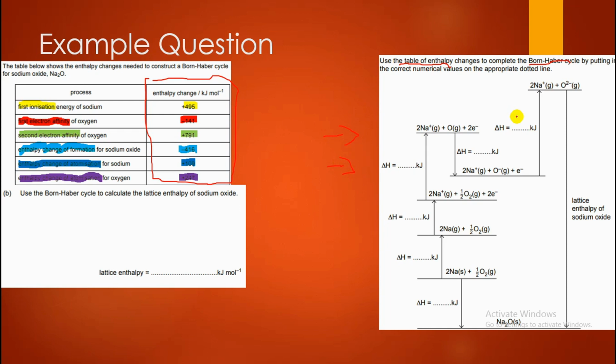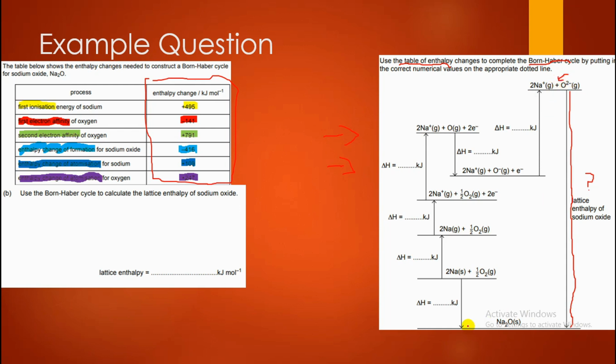By putting in the correct numerical values on the appropriate dotted lines. So firstly, let's talk about what we actually have. As I was telling you before, we cannot have a direct route to how to solve this. What they want to find is this very long line that goes all the way down to make Na2O, as it says. Now the problem is we can't make this from these values here.